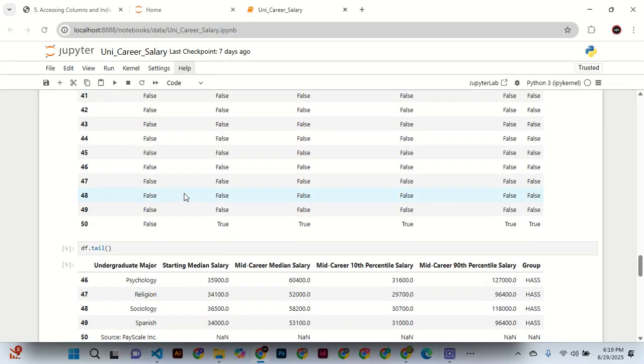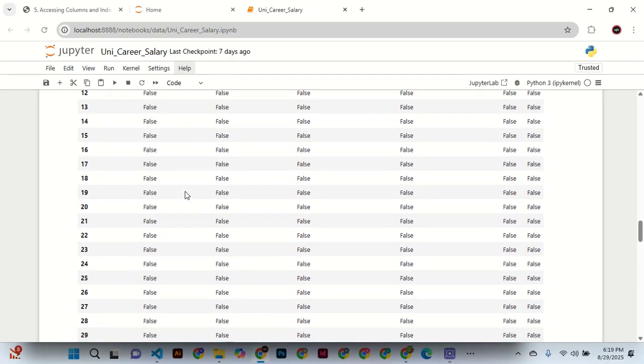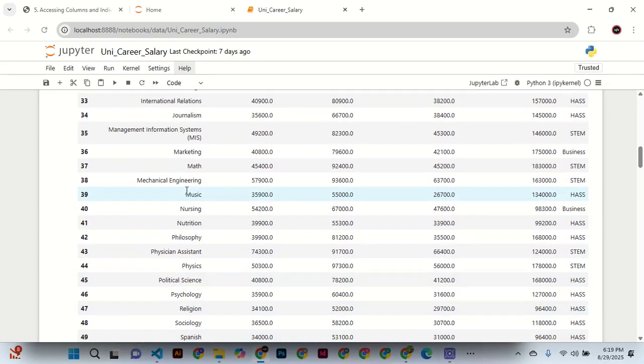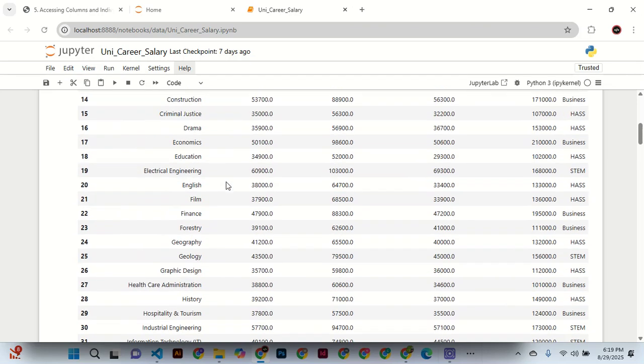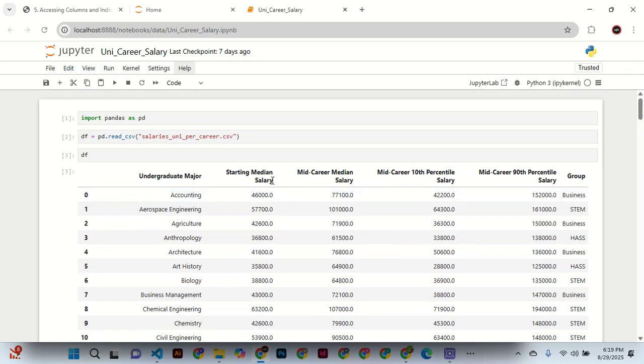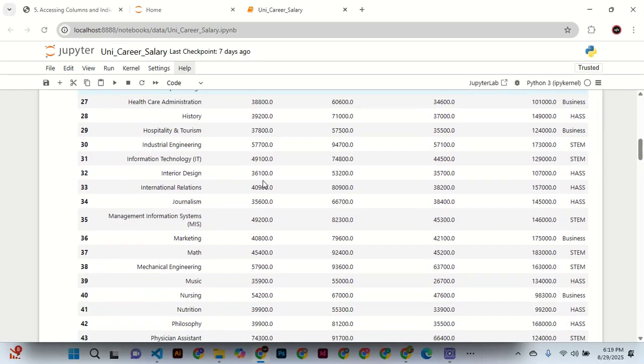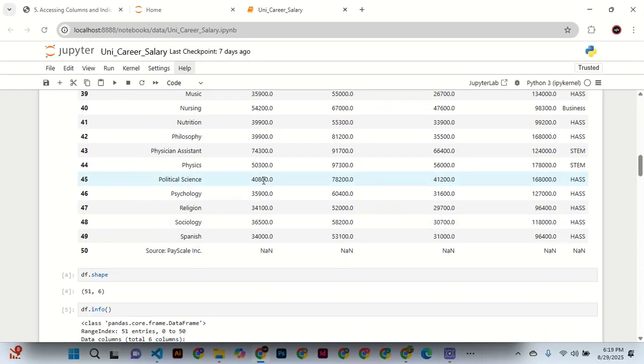You can see we have all these people here. We have these people here. We want to get the one who is getting the highest salary from the starting median salary. So when you look at them physically, you can see it's around 74. This person is a physician assistant who is getting that amount. Okay, so next time we shall look at that.